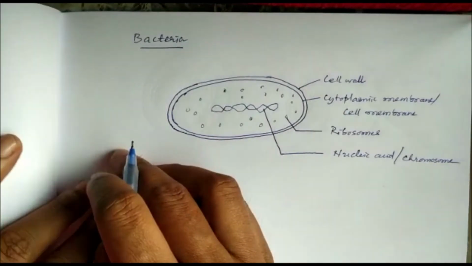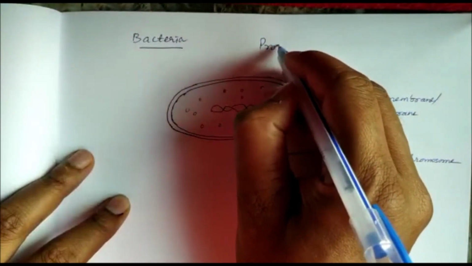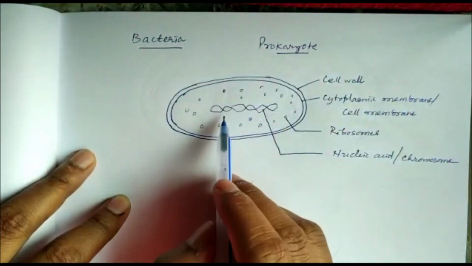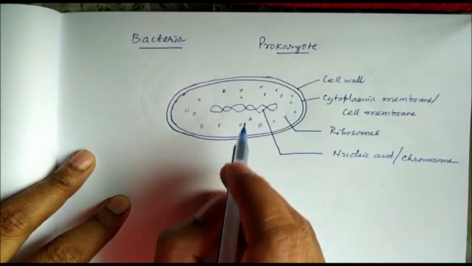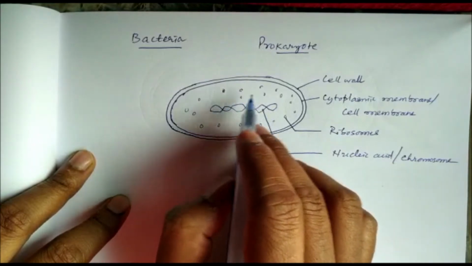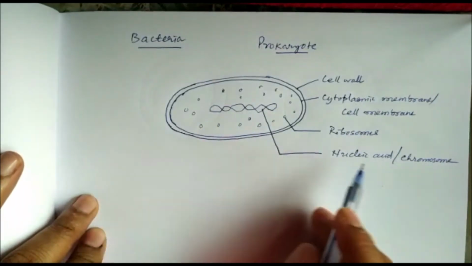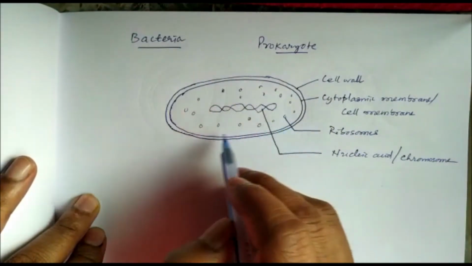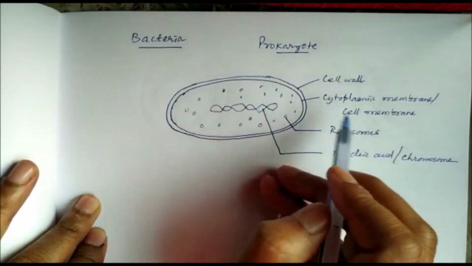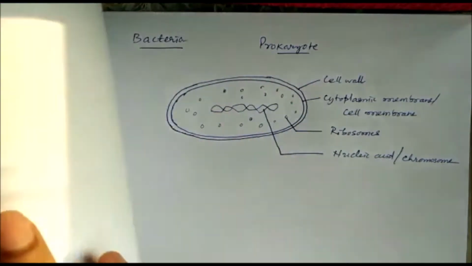So as you know, bacteria is a prokaryote. That means the nucleus is not well defined. So it is called nucleoid, and the nucleic acid like DNA is present in the cytoplasm. There is no nuclear membrane. And in the cytoplasm mainly it contains the ribosomes, and the outer cell wall, and inside there is a cytoplasmic membrane or cell membrane.